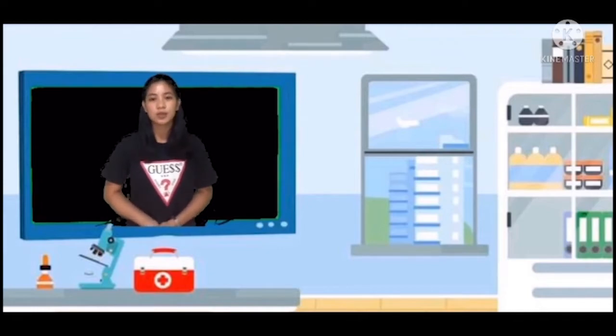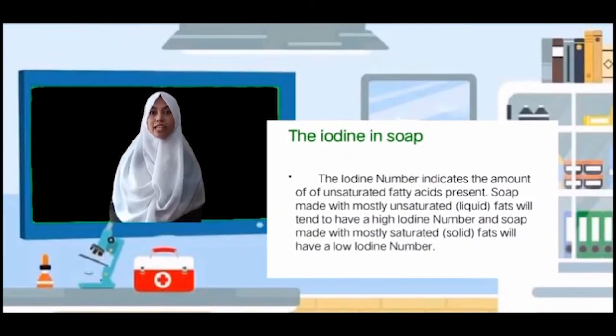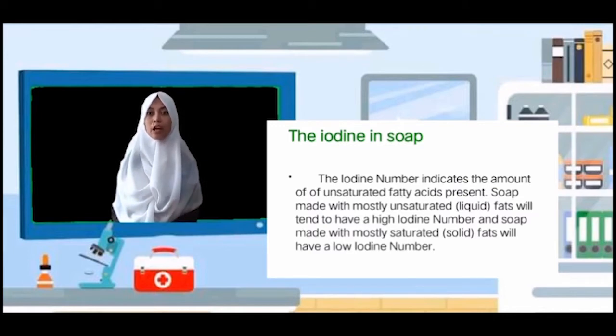Now please listen to Ms. Nicole Manding to know more about iodine numbers. The iodine number indicates the amount of unsaturated fatty acids present in the product. Here are 2 facts about iodine in soap. 1. Soap made with mostly unsaturated or liquid fats tends to have high iodine numbers. 2. Soaps made with mostly saturated or solid fats tend to have lower iodine numbers.